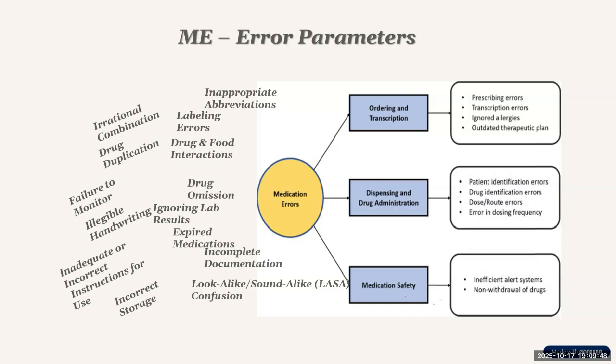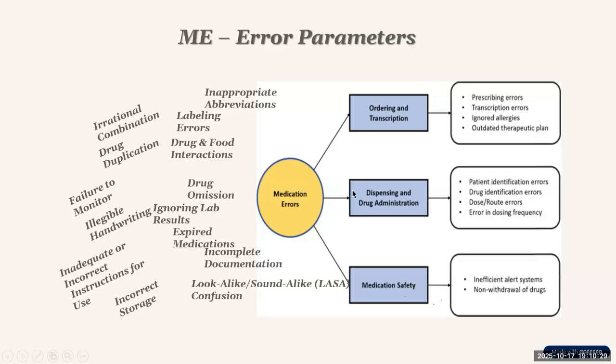Before the patient leaves, that instruction is more important. In the 5 R's, the information and counseling you give should be appropriately given to the patient. Drug interactions, labeling errors, irrational combinations, all these drug details, drug duplication, failure in monitoring, illegible handwriting when you write the drug names, inadequate or incorrect instructions given to the patient, look-alike sound-alike drugs, and inappropriate abbreviations. All these things also lead to medication errors.